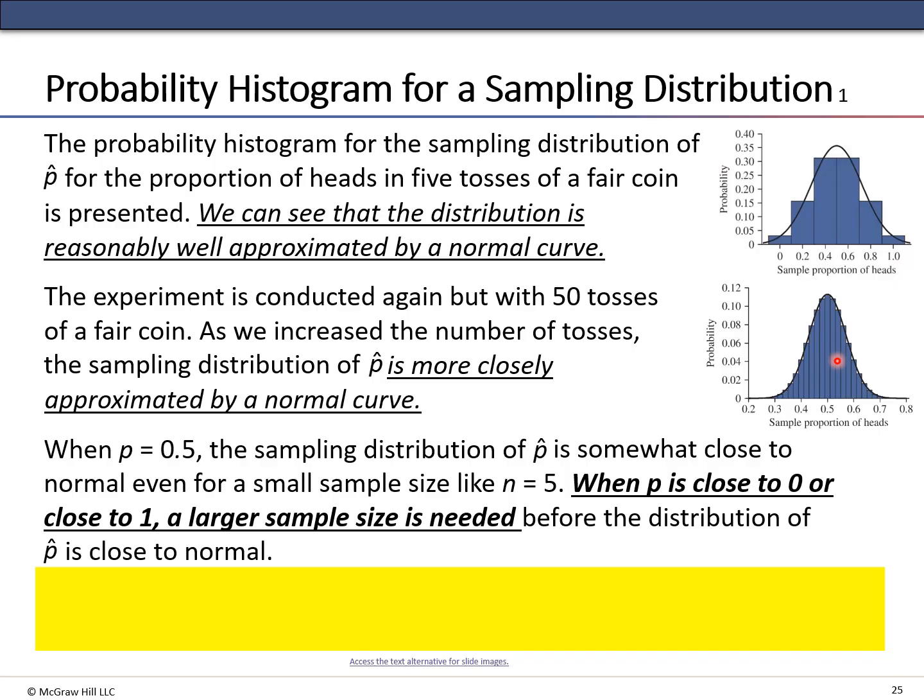But when p is close to 0 or close to 1, a larger sample size is needed before the distribution of p hat is close to normal. Do you know what it means when I say that p is close to 0? Remember, p is the population proportion.